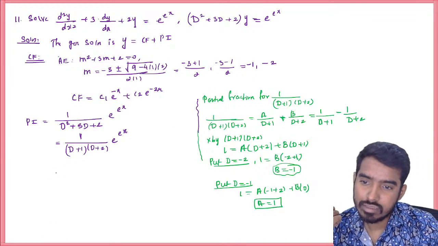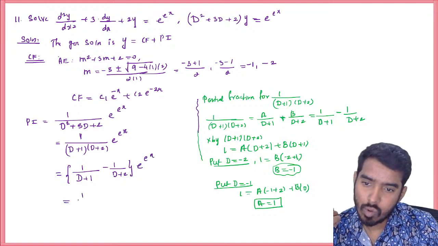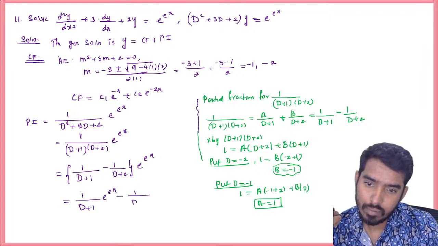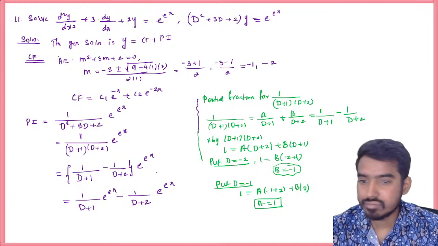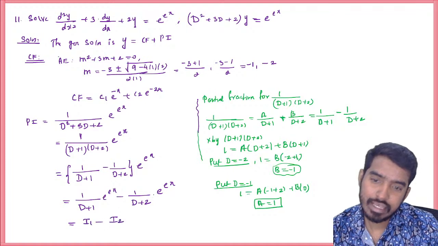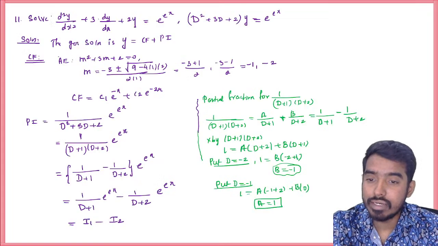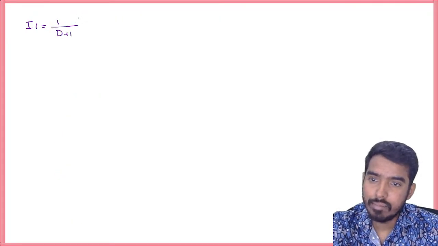That means you just replace this as 1 by d plus 1 minus 1 by d plus 2, e power x, right? So this is 1 by d plus 1 e power x minus 1 by d plus 2 e power x, right? Okay. Let's call this as I1 minus, call this as I2. Now we'll find I1 and I2. So what is I1? I1 is 1 by d plus 1 e power x, right?